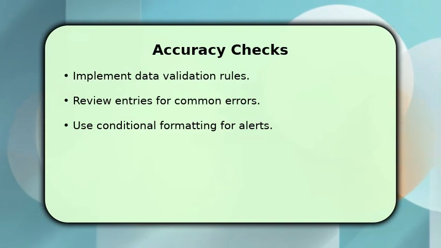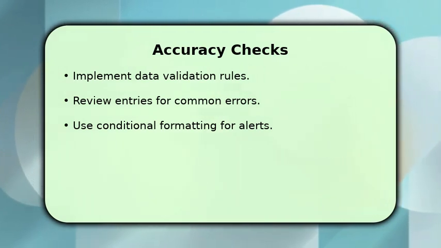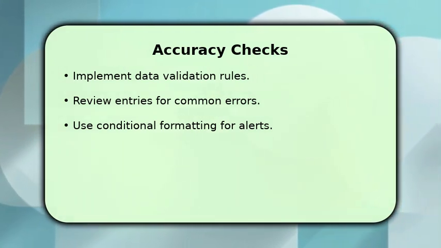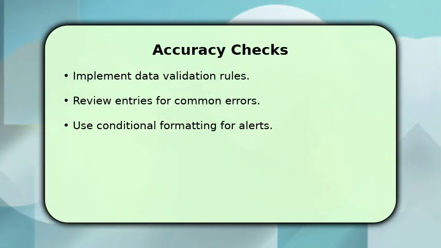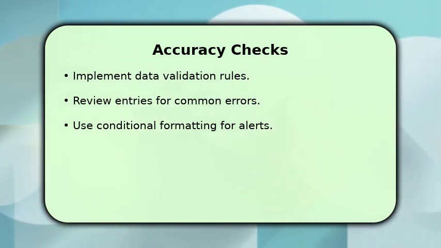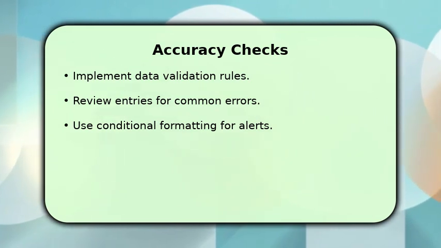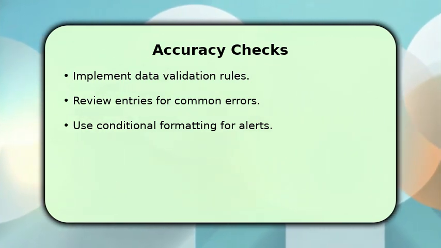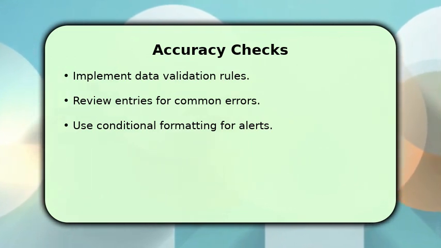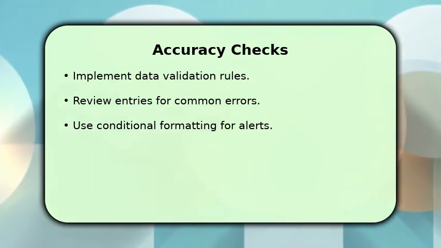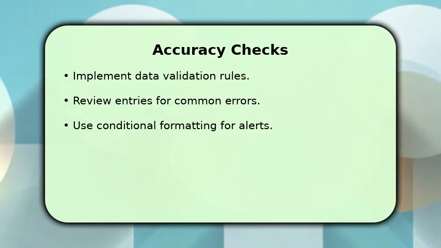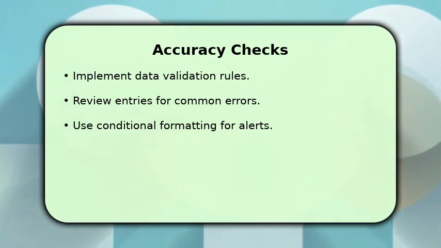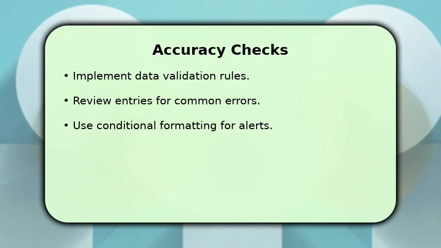Accuracy is paramount in data entry. Beyond initial validation, regularly review your entries for common mistakes, such as typos or incorrect formats. Conditional formatting can highlight potential issues, like duplicate values or numbers outside an expected range, perhaps between 0 and 100%. This visual feedback helps you quickly identify and correct errors, maintaining high data quality.